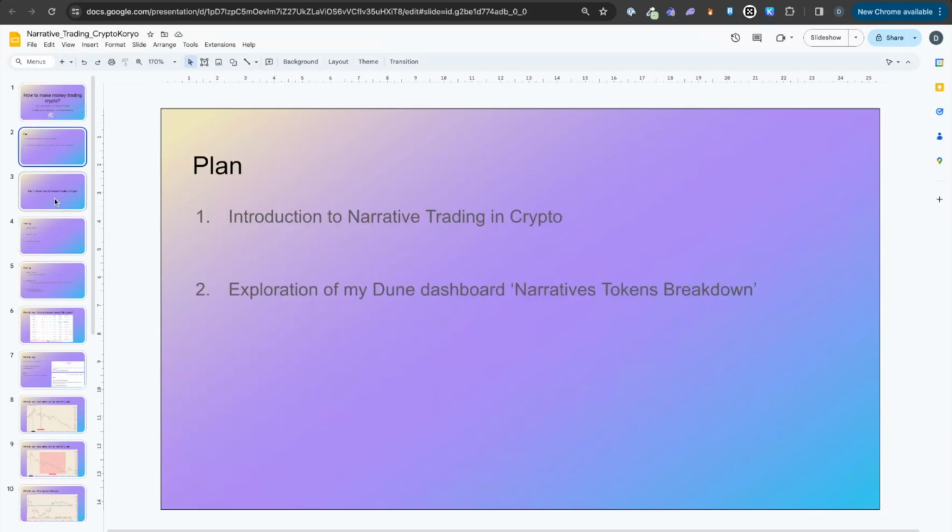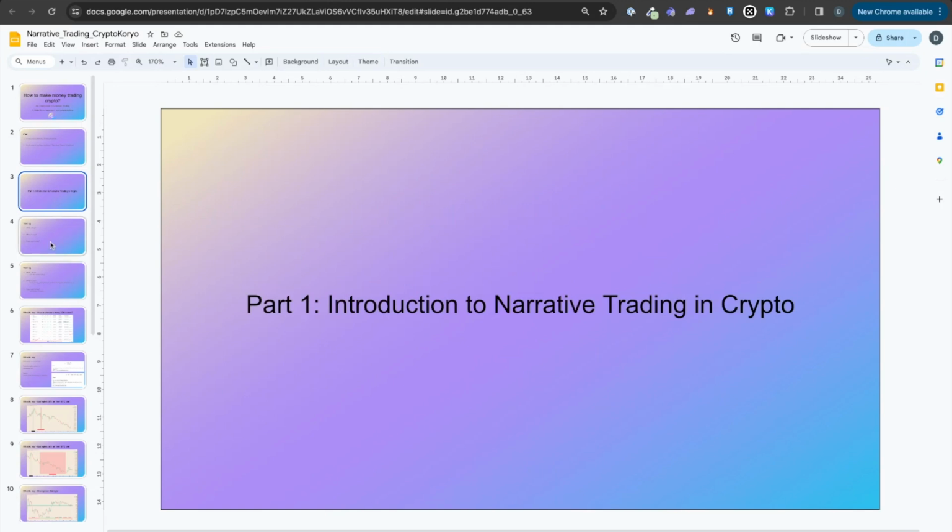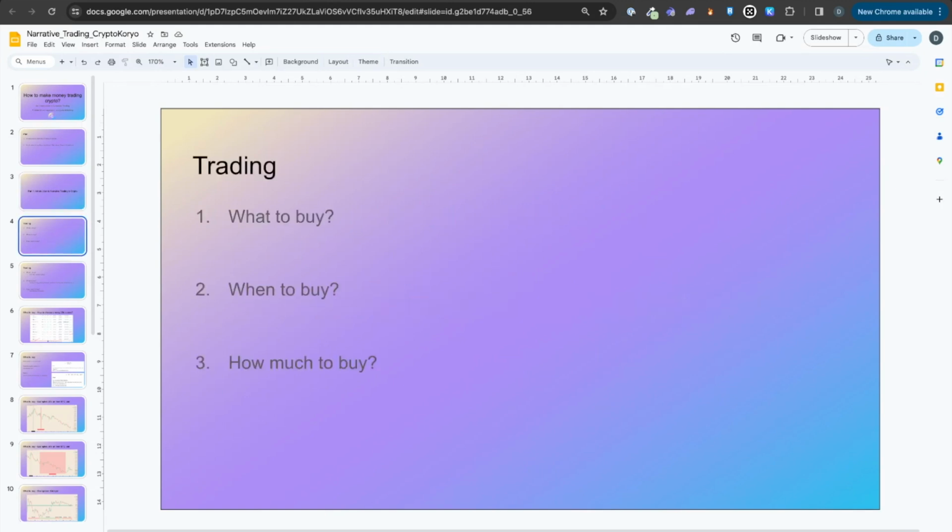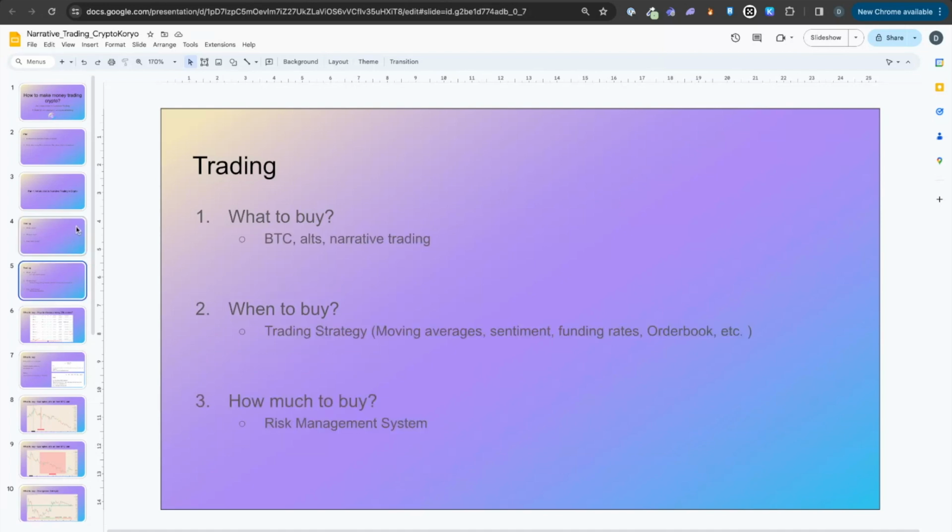Okay, so basically, when you are trading, you have a few things that you have to figure out for yourself. First is what you want to buy, what kind of assets, then when you want to buy, and then how much you want to buy. So the first thing for crypto could be just buying Bitcoin or alts or narrative trading.